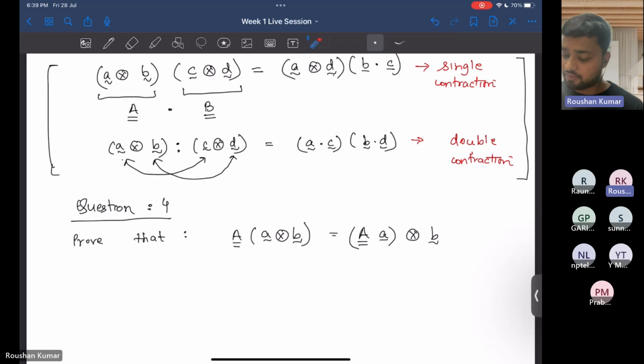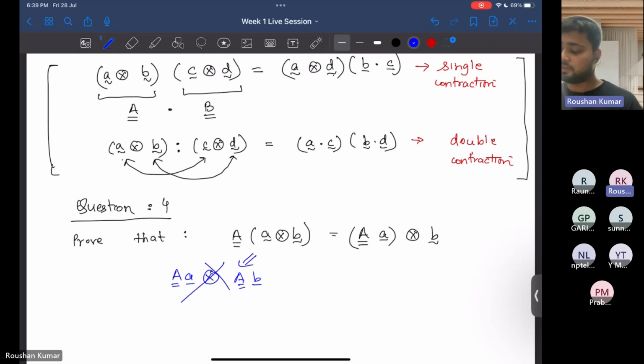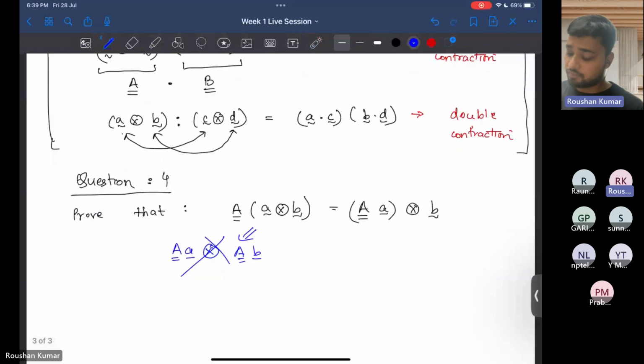So for this, we need some information on how a tensor operates with a vector. One thing I would like to mention here is that it will not become A times a, tensor product A times b. This is not the correct answer. Whenever you have a second order tensor multiplied with a vector tensor product vector, we will get tensor A multiplied with vector a, dyadic product b. So we have to prove this. I am going to solve this question.